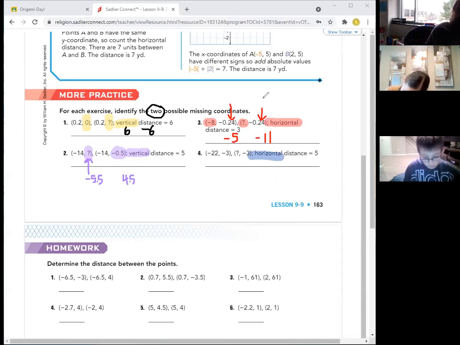Horizontal distance, what value is being altered here for horizontal distance? The x value, right? So if I wanted to adjust by a measure of 5, what could negative 22 become? What's 5 units to the left? What's 5 units to the right? Help me out. Anyone want to add in the chat box from home? Go for it.